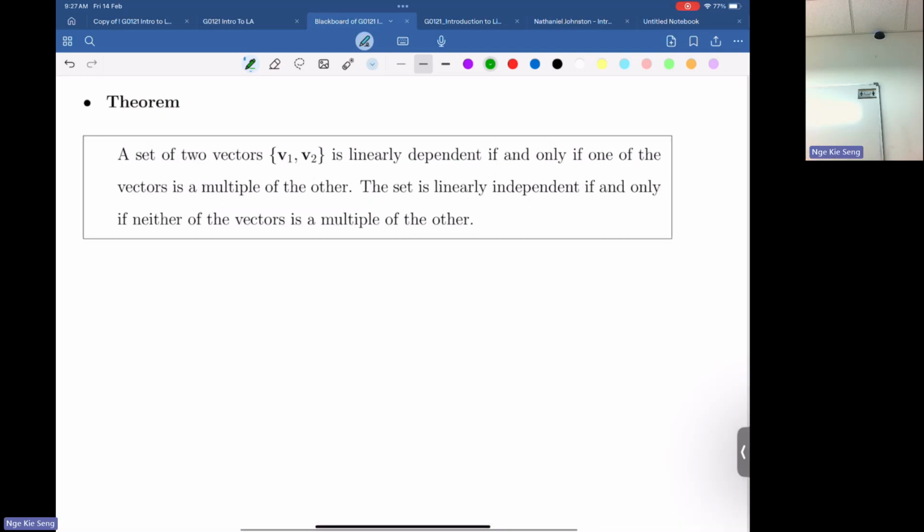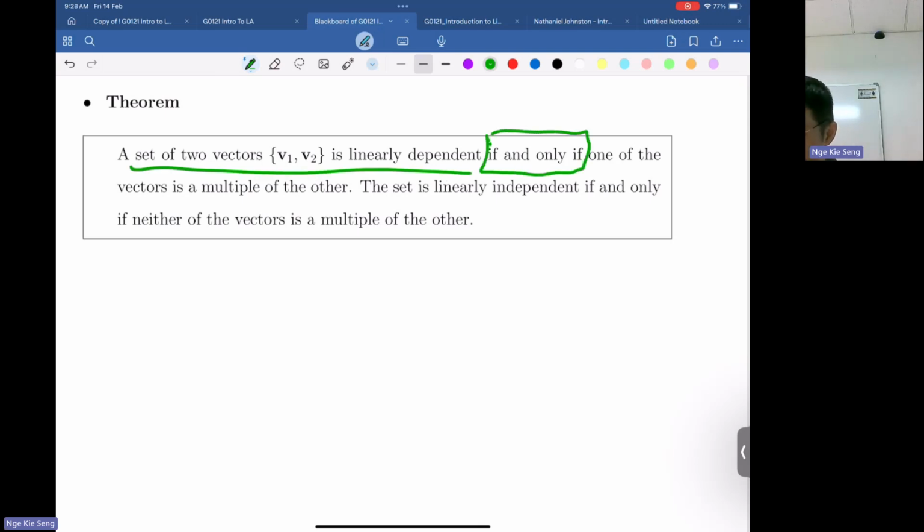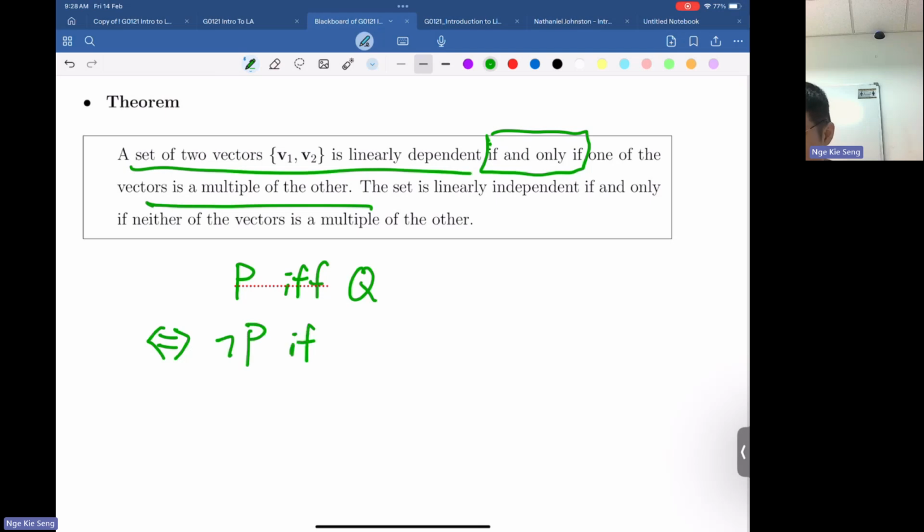Okay, let's go to the other theorem. Look at this theorem here. A set of two vectors v1, v2 is linearly dependent if and only if one of the vectors is a multiple of the other. So you guys know how to read if and only if. Before the if and only if is a statement, after it is another statement. So this is equivalent to: not P if and only if not Q. That's why these two sentences are equivalent.